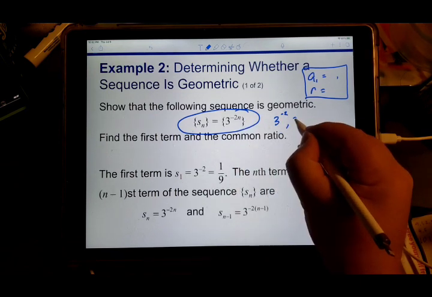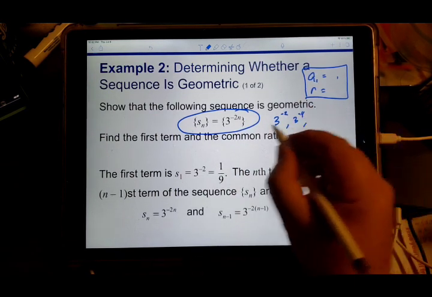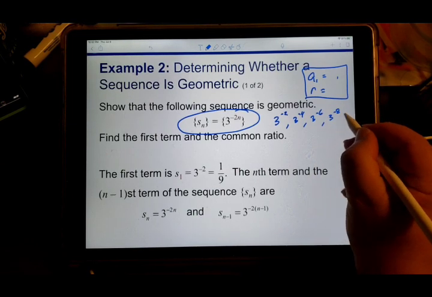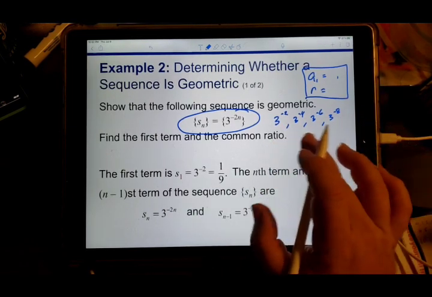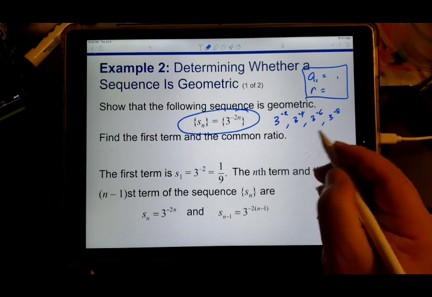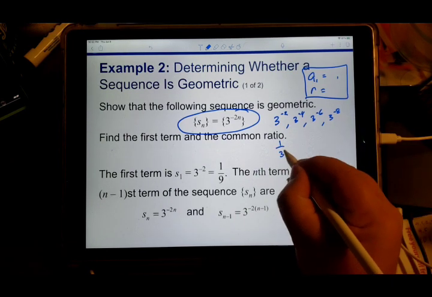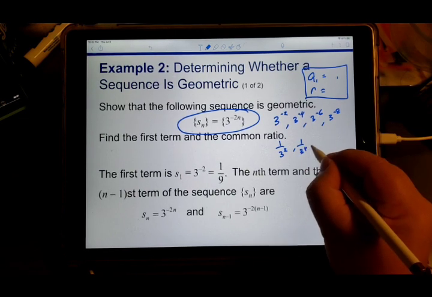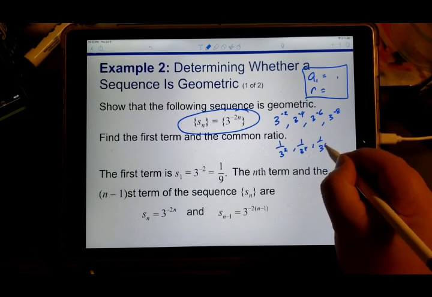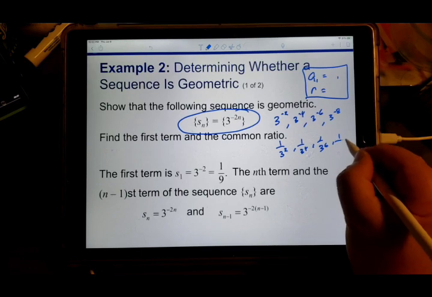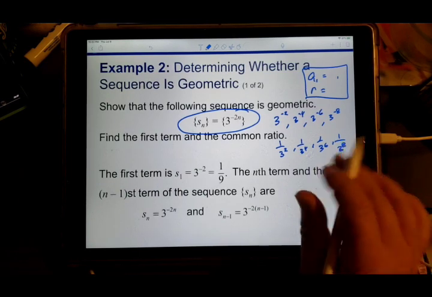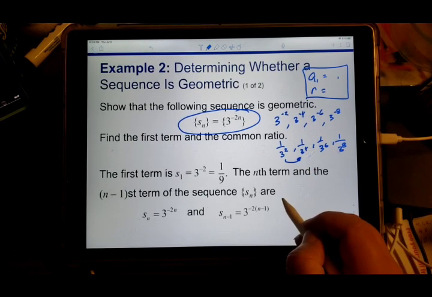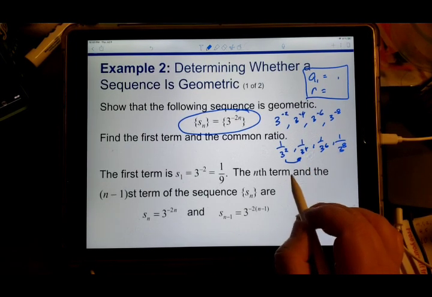If n is 2, I have 3 to the minus 4. If n is 3, it's 3 to the minus 6. And doing this gives me a feel for the list of numbers. I'll do one more step. I could do even more steps after this, but I think this tells me everything I need to know. On a very informal basis, I can tell what I'm multiplying by to go from one to the other.